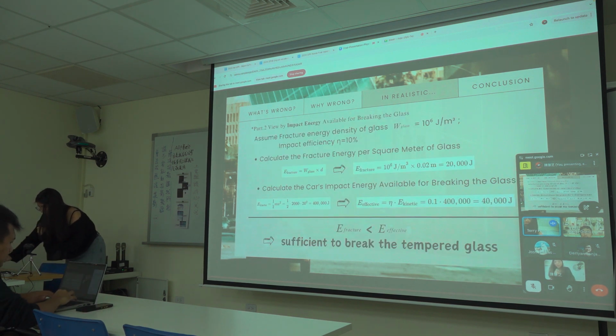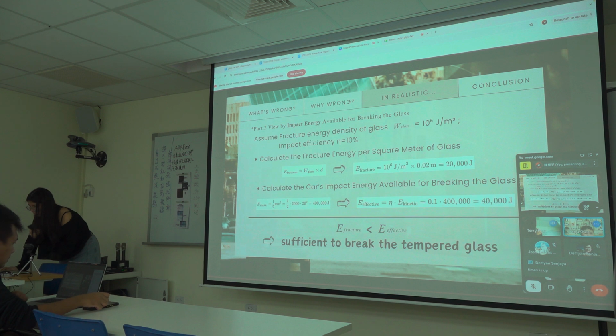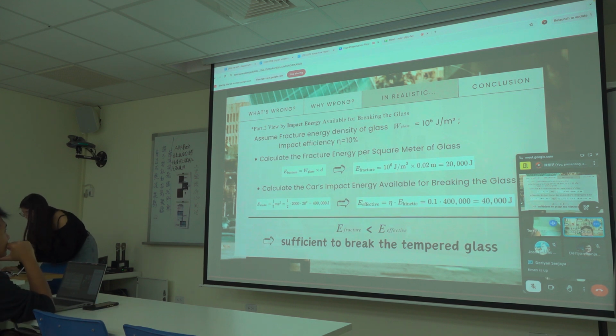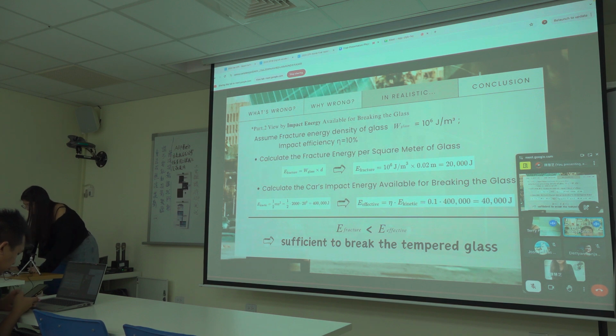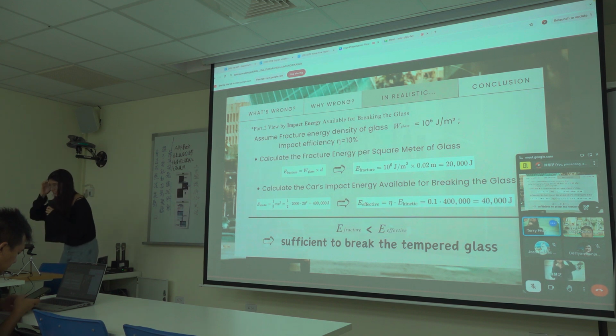And this is the part where I calculate from the energy view. How did you get this 300 megapascal? I searched from the net, because they say in common use the fracture energy density of glass is about 10 to the 6 joule per cubic meter. That's a very big number. Oh, really? I saw that in the information on the net.